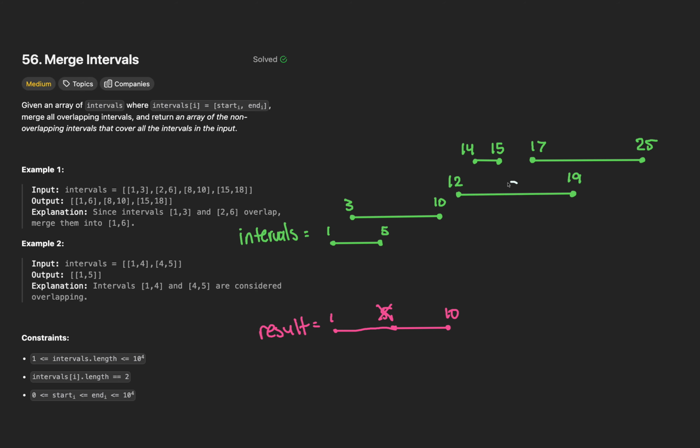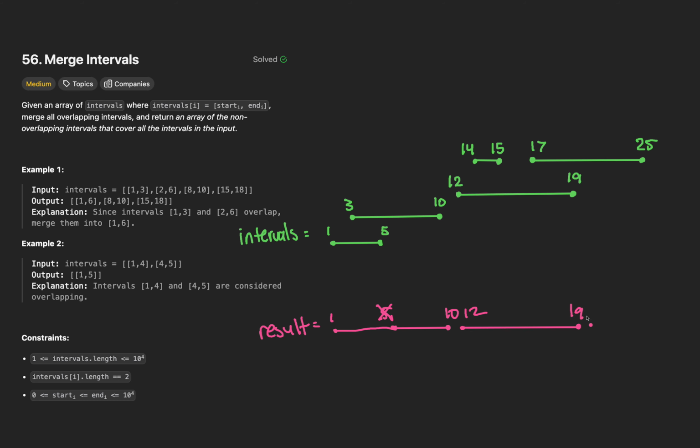Our current interval is now here. We'll ask the same question. Do these two overlap? No, because the current interval starts after the previous one ended. 12 is greater than 10. Now, in the case that they're both non-overlapping, we'll just push it into our result, like so, from the 12 to the 19.